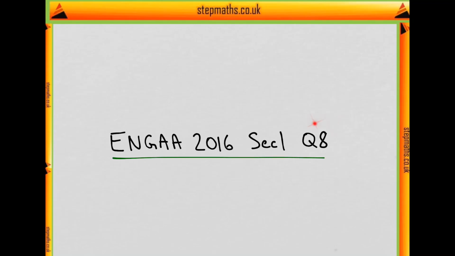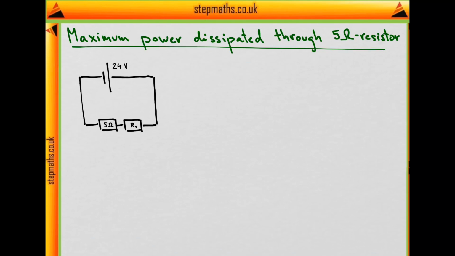In this video, we'll look at question 8 from the 2016 exam. In this question, we have a circuit driven by a 24-volt power supply, and we have two resistors, a 5-ohm resistor and a variable resistor. And the value of the resistance of this resistor is from 3 to 15. That's the range of values it can take.